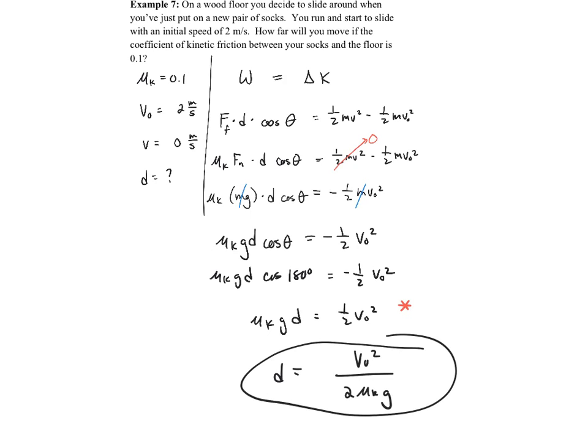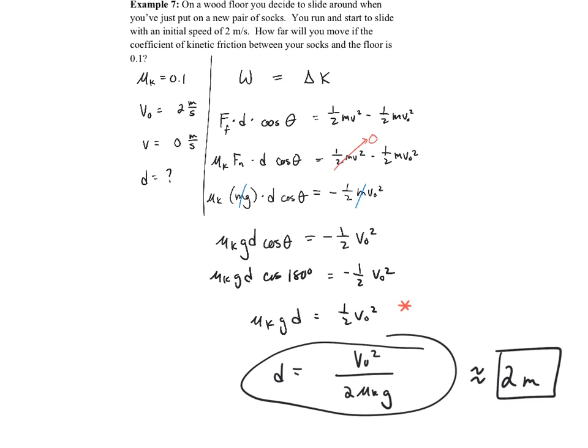Anyway, that's the answer for d. What does d become if I solve? What do we end up getting, approximately? 2.04. Yeah. Okay, this is around 2. I think it's 2.04. Is that what it is, Jack? Okay, around 2 meters. That's the distance this object would travel.